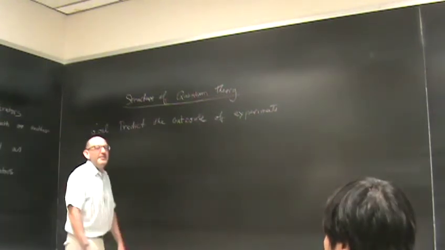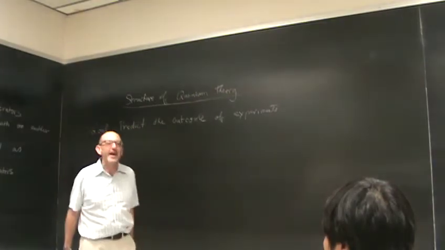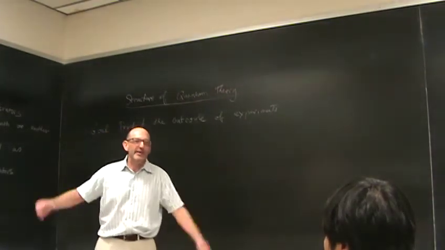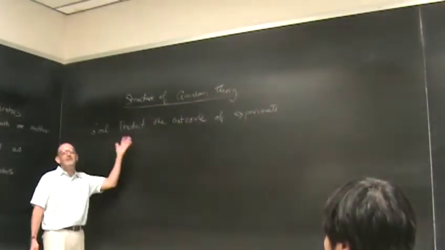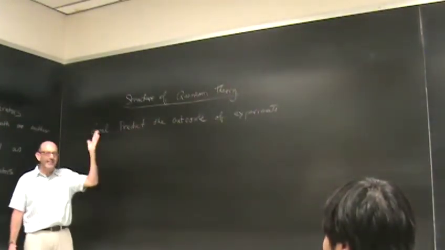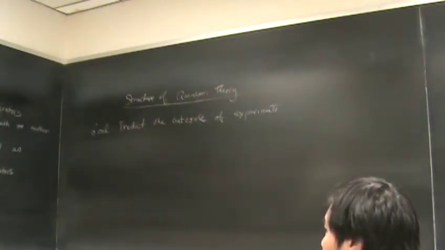then everything else is sort of an emergent phenomenon out of fundamental quantum theory. Then what we want quantum theory to do is what we want physics to do, period. Predict the outcome of experiments. So, how are we going to do that?